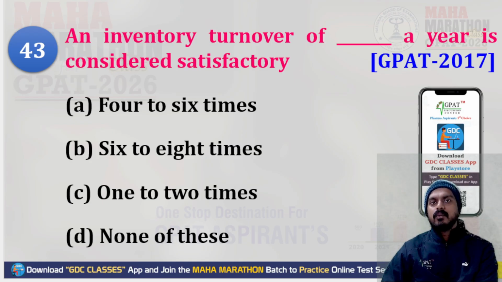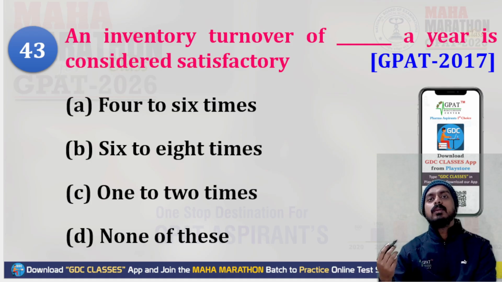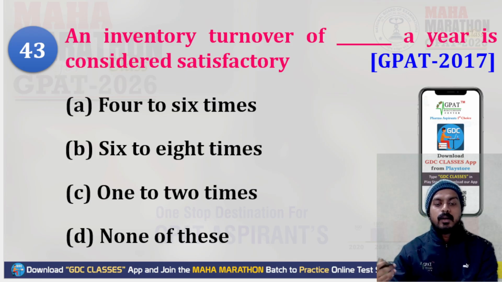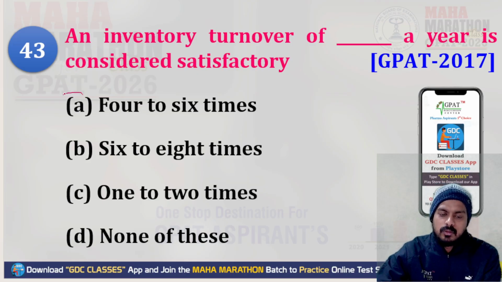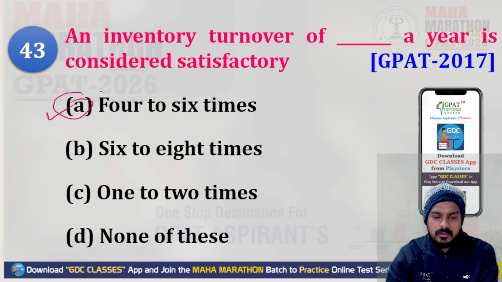These are basic fundamental questions, and they will check your analyzing capacity. Inventory turnover is how many times you order a bulk product or get an order for a particular product in a year. If this happens around 4 to 6 times, you will consider it satisfactory.